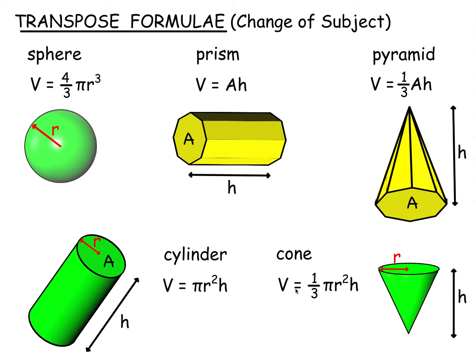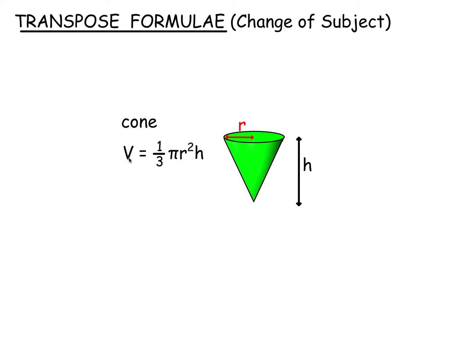So take, for example, the cone volume. V equals a third pi r squared h. So there it is there. V is the subject of the formula. If I want to turn the formula around to get h equals, I would get h equals 3V over pi r squared. This is telling you how to work out the height given the volume and the radius.